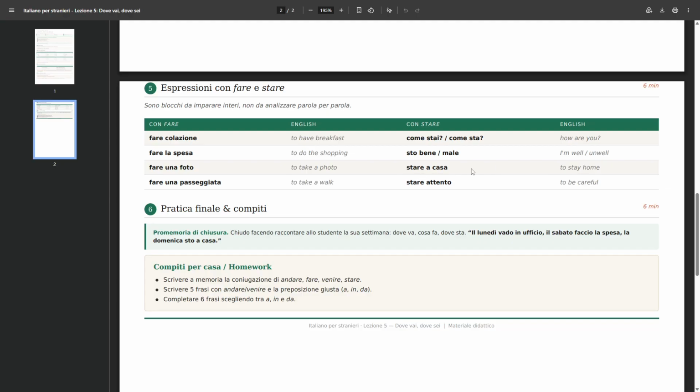Stare a casa, it means to stay at home. Then we have stare attento, it means to be careful. Attento, careful. Okay, we've seen all for today.